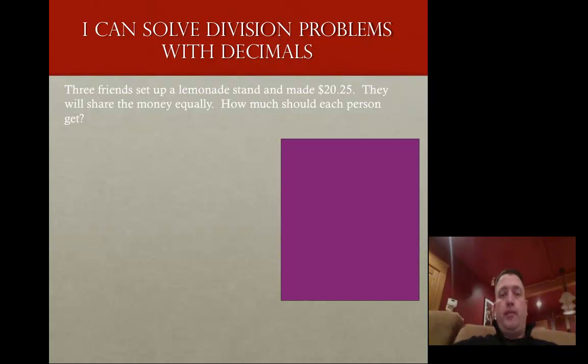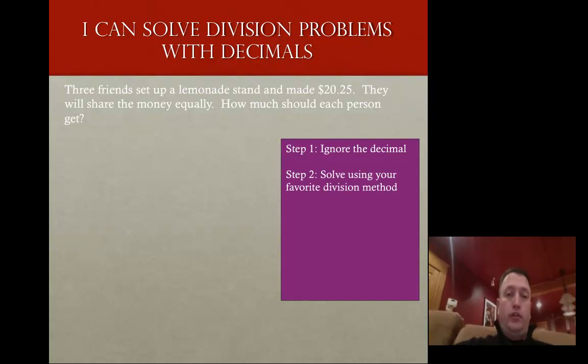It says 3 friends set up a lemonade stand and they made $20.25. They will share the money equally. How much should each person get? Well, let's look at the steps involved to solve this problem. The first thing we're going to do when we set this up is put the decimal point in there, but we're going to pretend like it's not there. Okay, so that's going to be step 1.